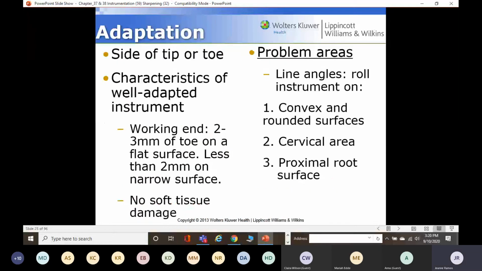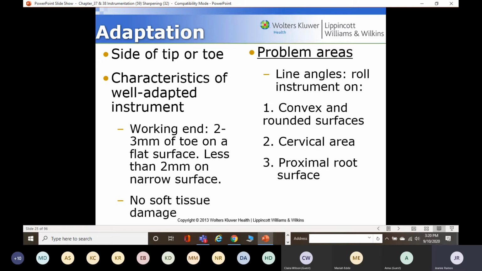Okay. Adaptation. You always want the side of the tip of the instrument, or the toe of the instrument, however you want to verbalize that. It's a well-adapted instrument when you do that. The working end, 2 to 3 millimeters of the toe if you're on a flat surface. Less than 2 millimeters on a narrow surface.